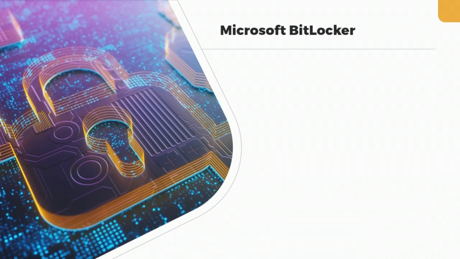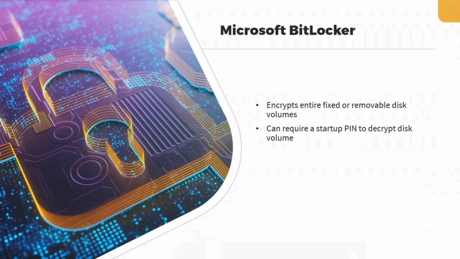Microsoft BitLocker is a little bit different, because instead of encrypting individual files or folders, BitLocker is designed to encrypt the entire drive. So whether it's a hard drive or fixed drive, or removable media such as a thumb drive, you can also require a PIN to decrypt that disk volume, such as the operating system volume. So someone would have to enter the PIN, and after booting, you can continue on with the machine with the operating system encrypted by BitLocker.